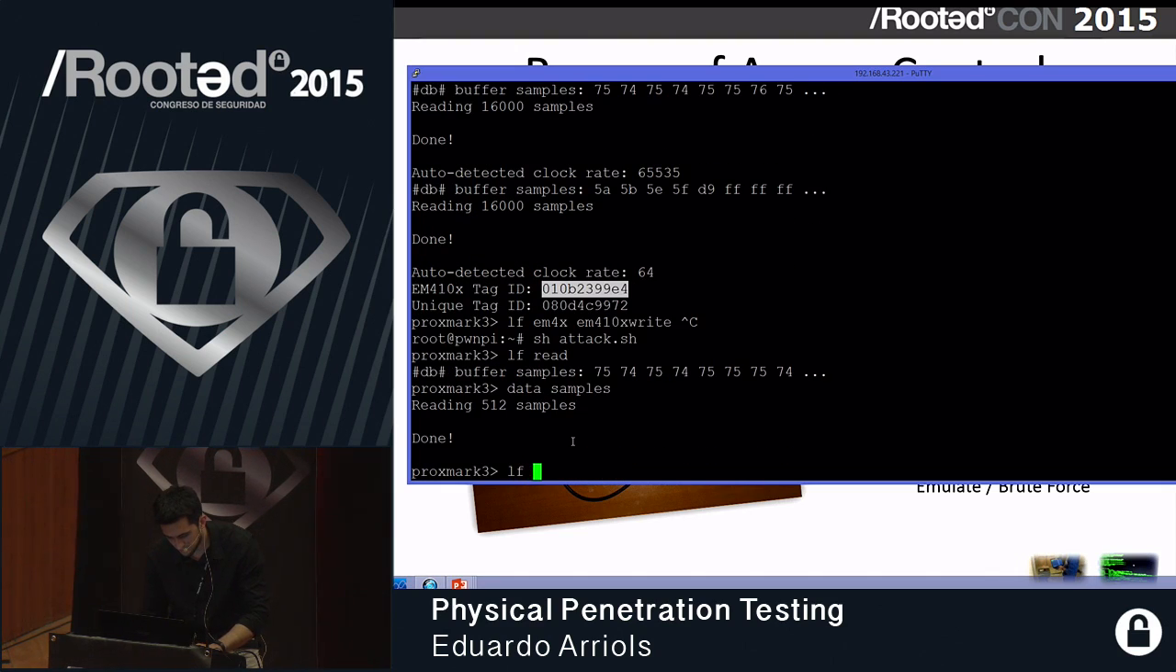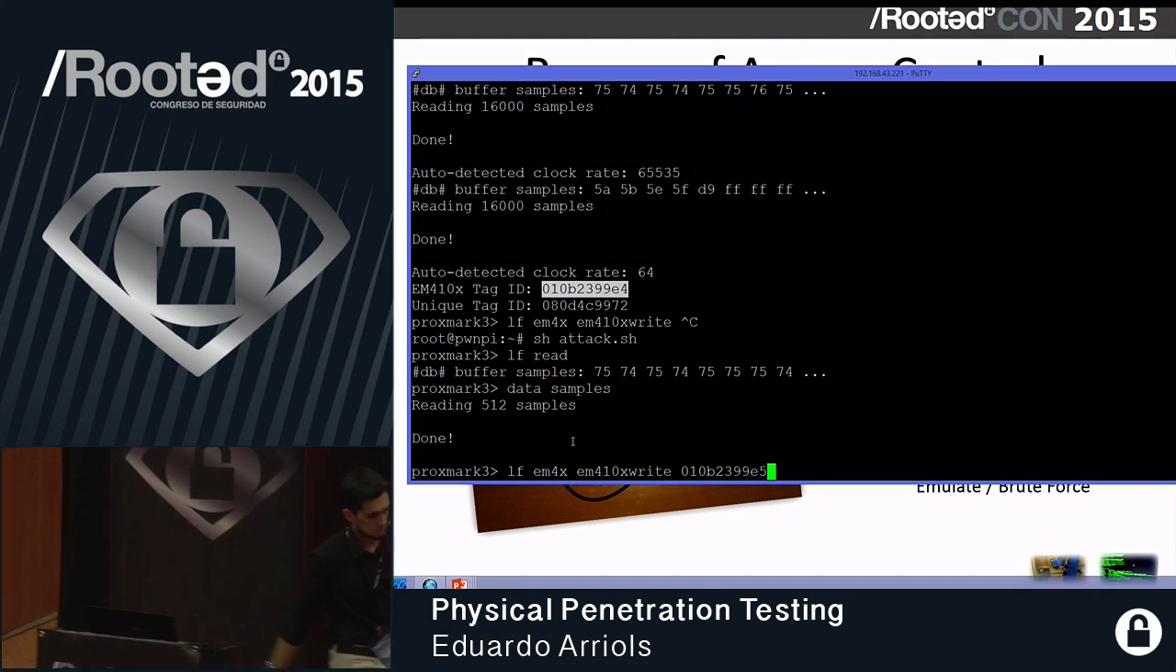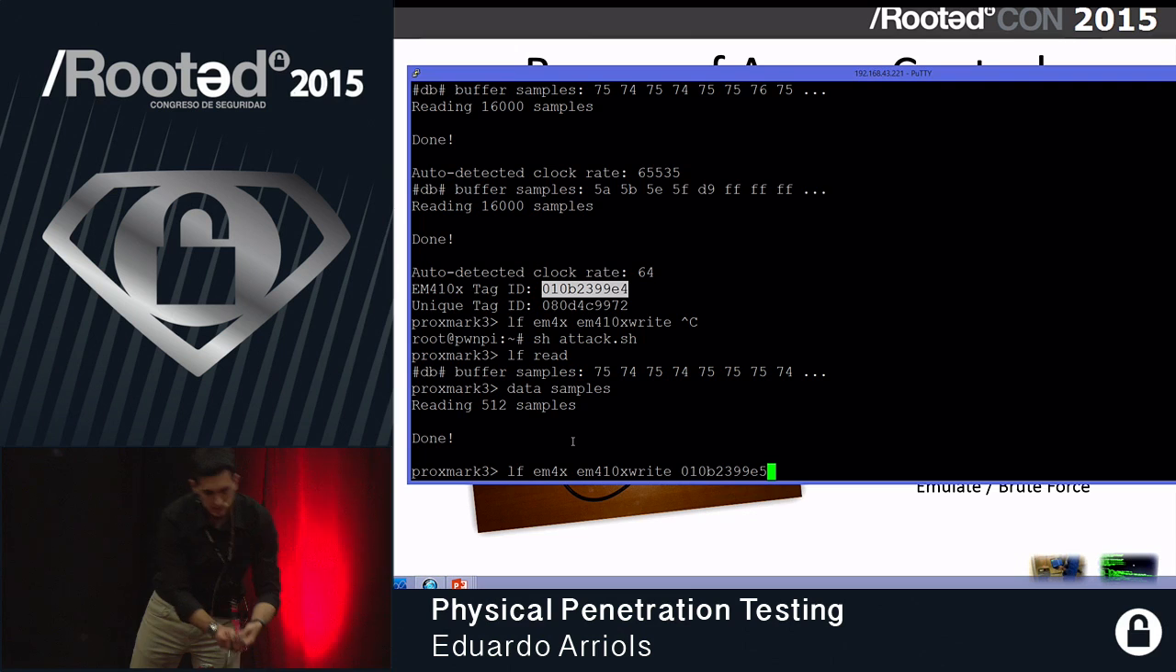Data sample for X and for 10 and so on. Right. Basically here we write 010B 2, 3, 2399, and instead of 4 we write 5, making it different.